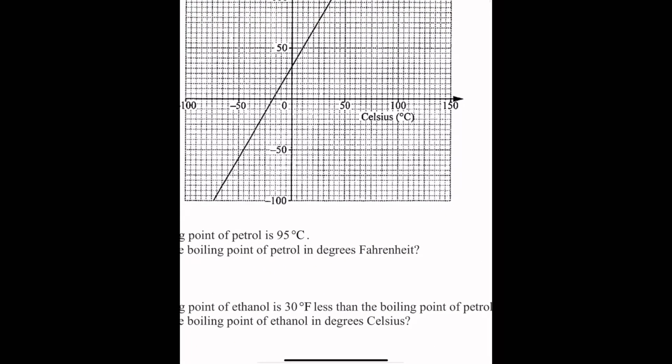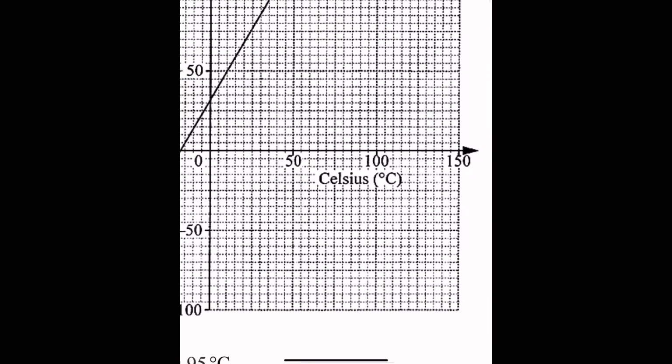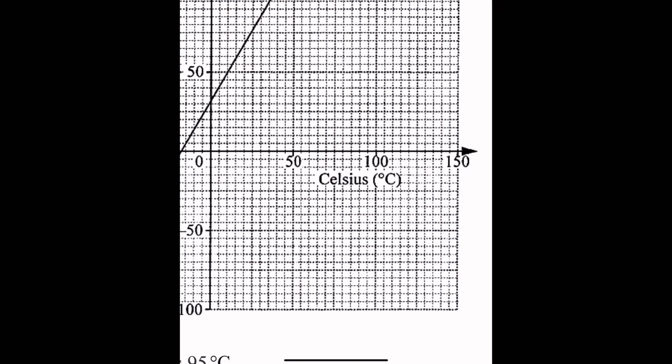The boiling point of petrol is 95 degrees Celsius. What is the boiling point of petrol in degrees Fahrenheit? I already gave you the value in degrees Celsius, 95 degrees. So let's take a look at the horizontal axis. 50 is here, 100 is here, so it's in between these two values. There are 10 small squares between 50 and 100, that means one small square will represent 5. So over here will be 60, 70, 80, 90. So 95 is here.